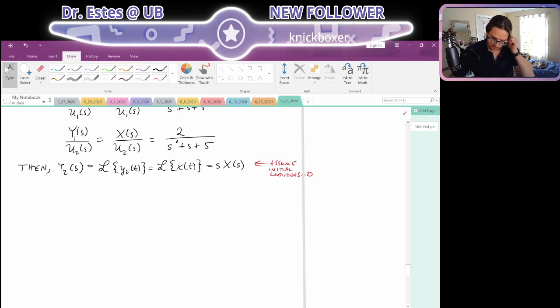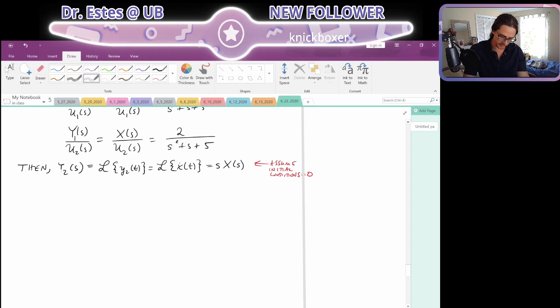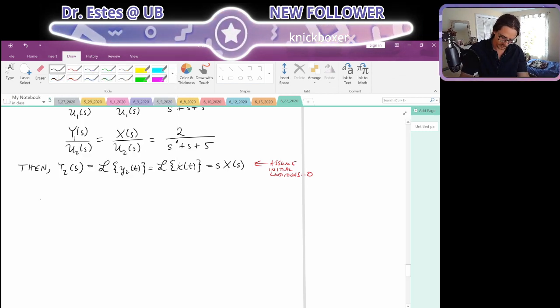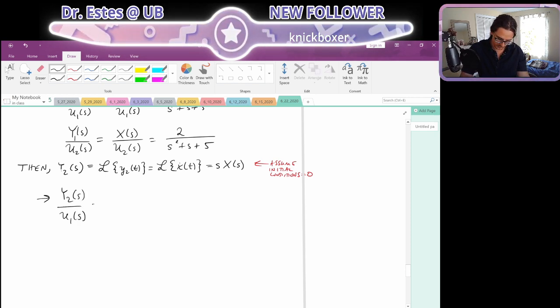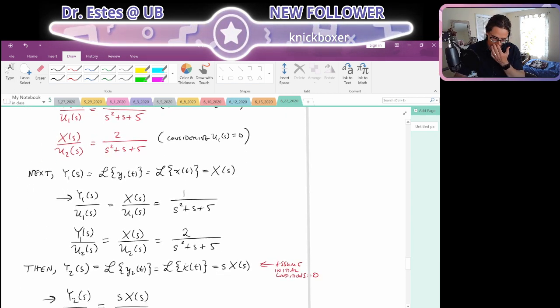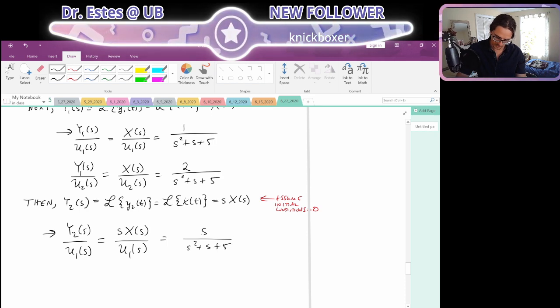Okay. So y2 of s is s times x of s. Let's get our transfer functions then. y2 of s over u1 of s. Well, that's going to be s times x of s over u1 of s. Well, x over u1 is 1 over s squared plus s plus 5, and we just multiply that by s.